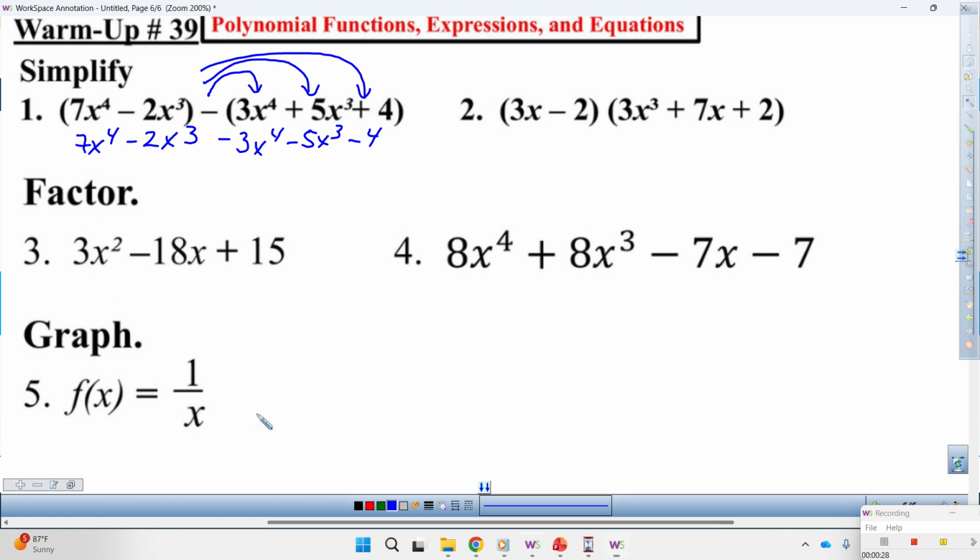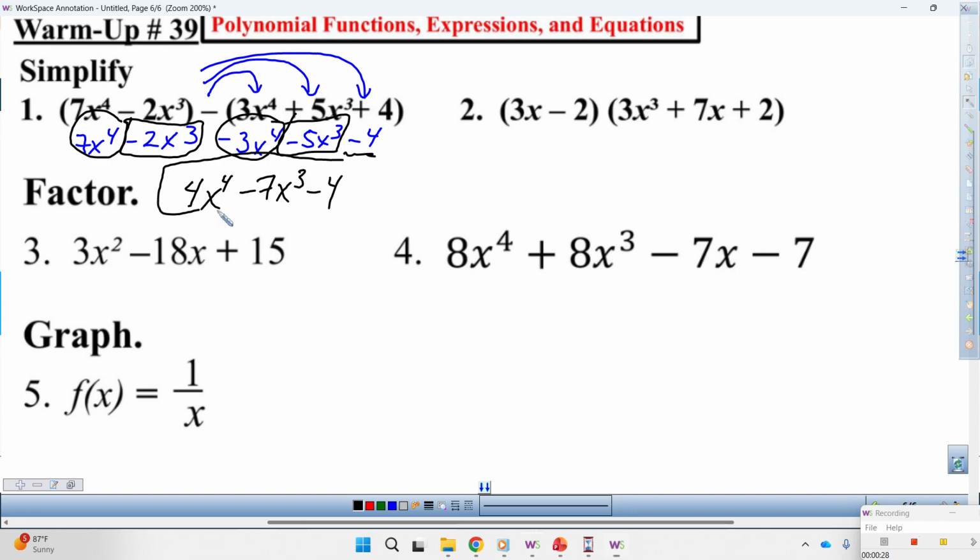All right. From there, we combine like terms. Start with the highest degree. What's my highest degree? To the fourth. So 7x to the fourth, take away 3x to the fourth, that leaves us with 4x to the fourth. Next, combine the cubes. We got negative 2x cubed and negative 5x cubed, so negative 2 and negative 5, that's negative 7x cubed. And last but not least, the number without a variable is called a constant. We bring down the constant, which is negative 4, and we are done.